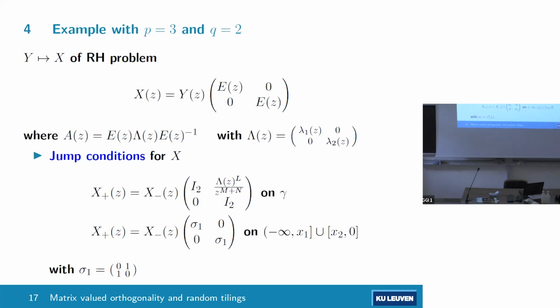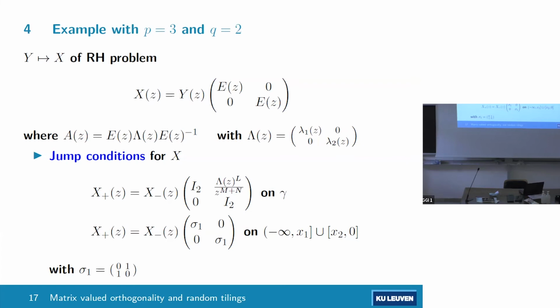Okay, then if you want to make transformations of the Riemann Hilbert problem, and this is actually what worked for the Aztec diamond, the first transformation makes use of the eigenvalue decomposition, the spectral decomposition of our matrix A. So we write it in terms of the eigenvalues in this diagonal matrix lambda and eigenvectors that are in the columns of this matrix E. And then this transformation can be done. E is size 2 by 2 here, and the whole thing is size 4 by 4.